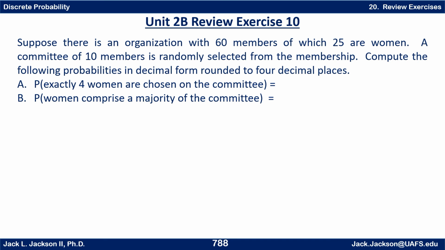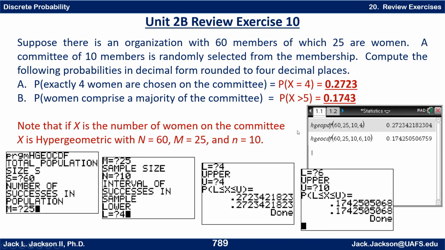All right, well, what's going on here? We have a finite population size of 60, of which 25 of them are successes. Remember, don't put a value judgment on success. It's just what we're counting. So X, we're going to count the number of women on the committee. And the committee has 10 members, so it's a sample of size 10. So this is exactly a hypergeometric situation. We're not going to choose the same woman twice for the committee, so it's done without replacement.